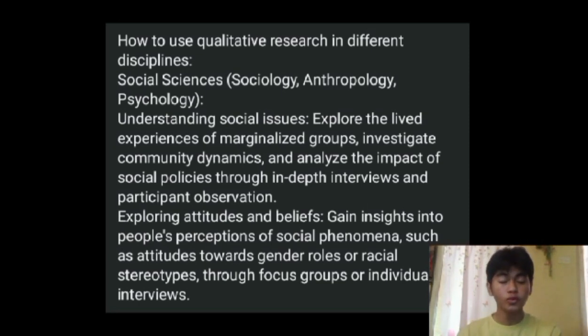Now, let us go to psychology. We are trying to explore the attitudes and beliefs. With the help of qualitative research in psychology, we are trying to explore the attitudes and beliefs of people. It helps us gain insights into people's perceptions of social phenomena, such as attitudes towards gender roles or racial stereotypes through focus groups or individual, one-on-one interviews, or IDI, in-depth interviews.